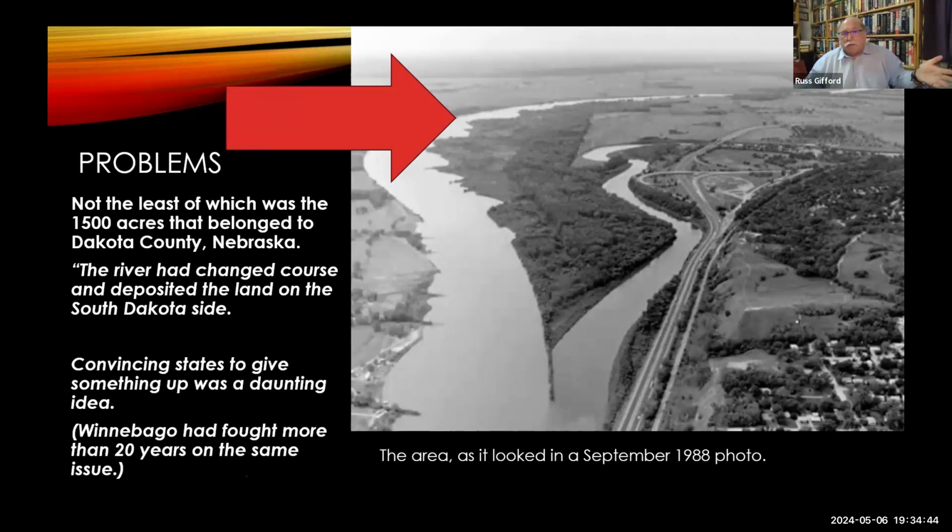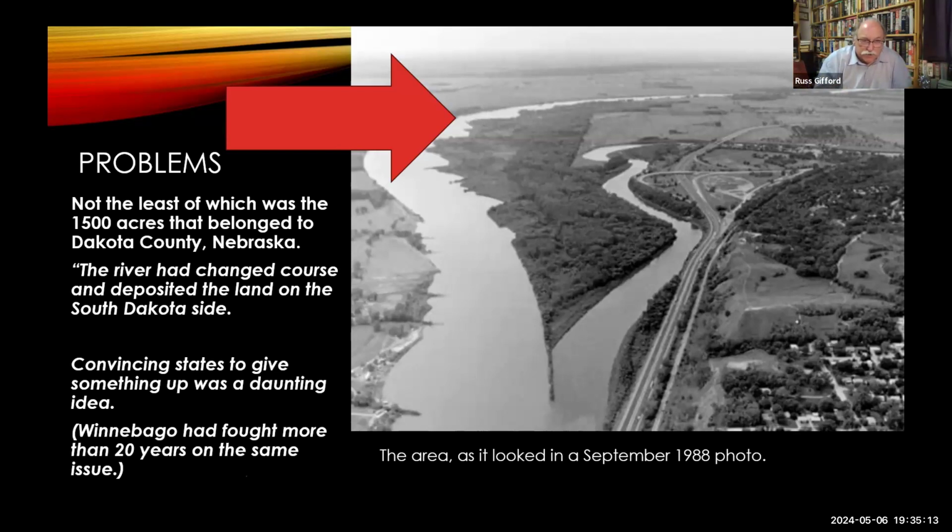And you say, well, how can that be? It's on the other side of the river. And no, the river had changed course and it put the land over on this side. And for years, Union County, South Dakota, and Dakota County, Nebraska, had been fighting over this. Dakota County was not giving up their rights to it, saying, hey, this is ours. Come on, kick back. This is the way it is.